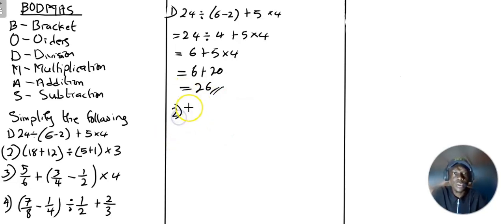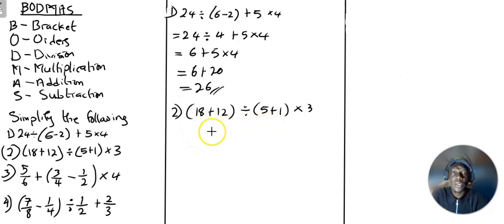It says bracket open 18 plus 12 brackets close divided by bracket 5 plus 1 bracket close times 3. So here's what we'll do. We'll solve the bracket first as usual. Now we have 2 brackets here, so we'll solve them simultaneously. We have 18 plus 12. 18 plus 12 will give us 30. So we have 30 divided by 5 plus 1 will give us 6.